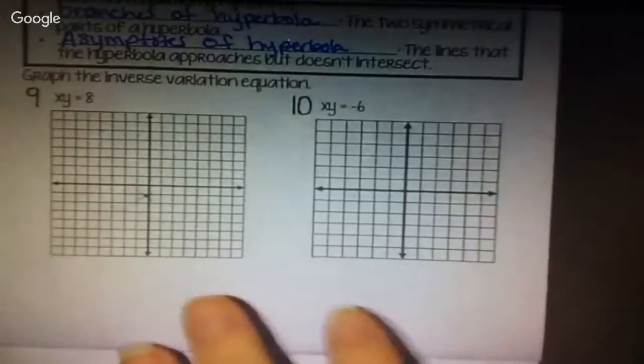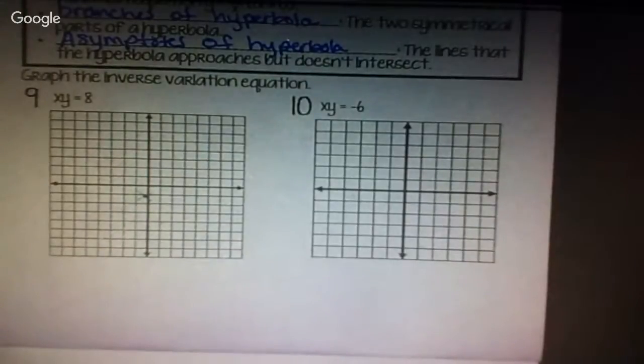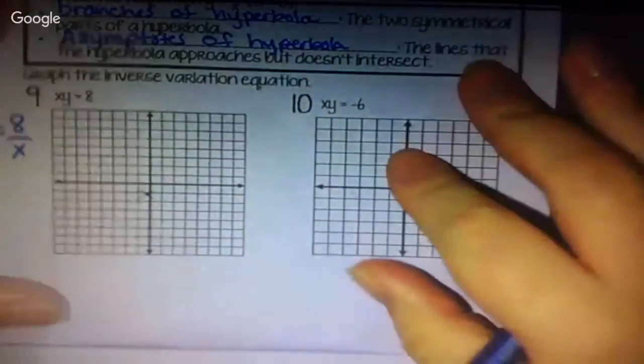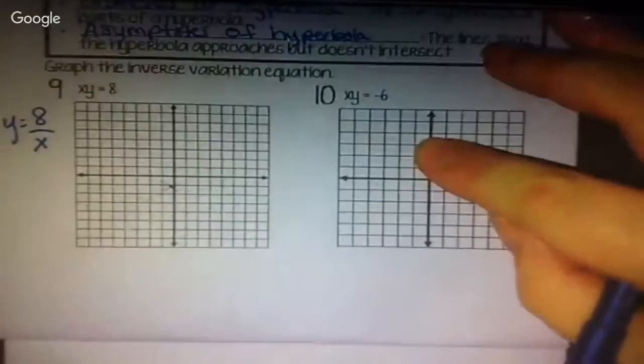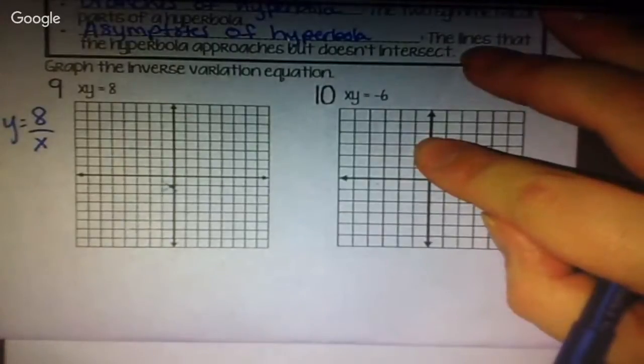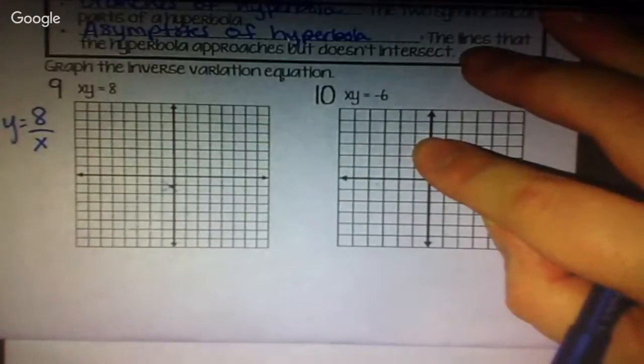Okay, so graph the inverse variation equation. Inversely, this should be y equals what? 8 divided by x. Y equals 8 divided by x. So, you know it's very hard to graph decimals. So I try to come up with some numbers that actually give me whole numbers. So, I can divide 8 by 1. What's 8 divided by 1? 8. 1, 2, 3, 4, 5, 6, 7, 8. So that means I have a point at 1, 8.